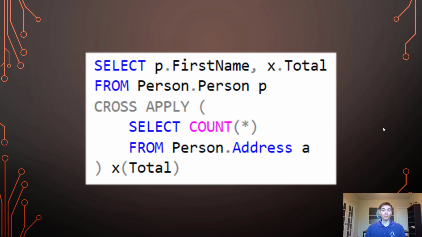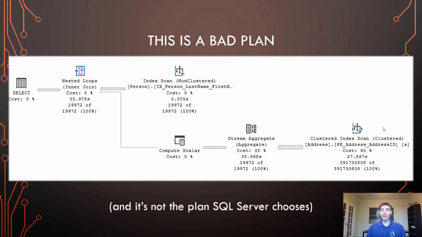Now, you might think of this plan for it. All right. So we start at the top for the index scan, and then for each row coming out of there, we would scan the address table, get the count of rows, and finish the query. Thankfully, this is not the plan that SQL Server actually chooses. SQL Server isn't stupid most of the time.